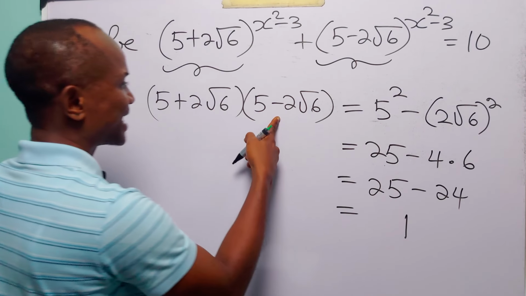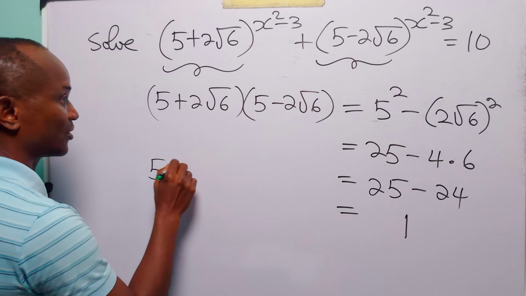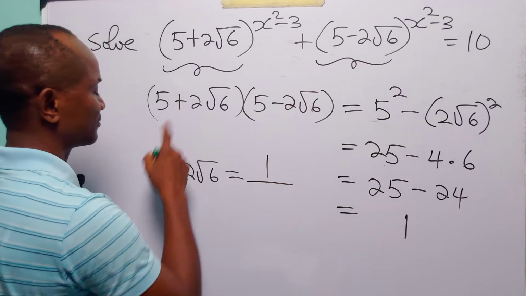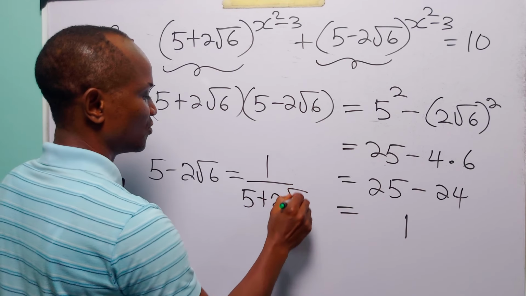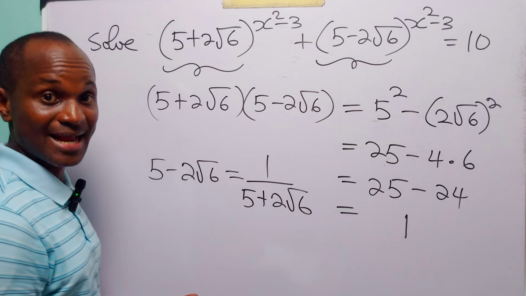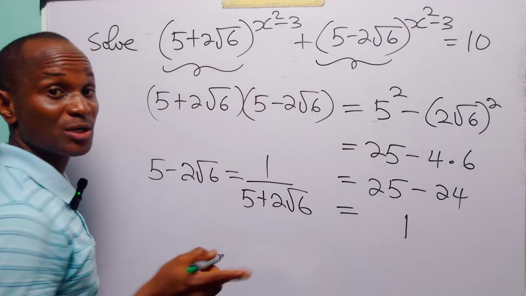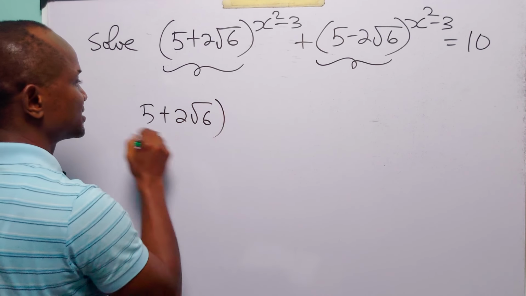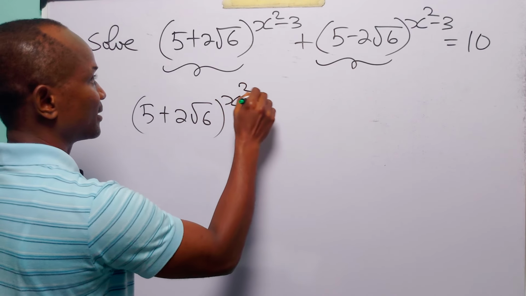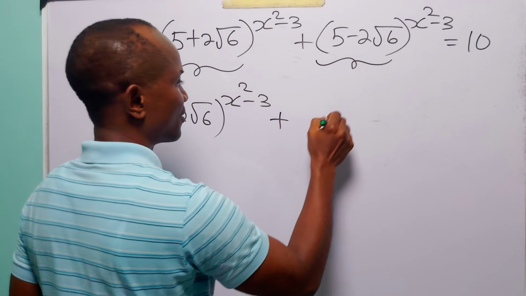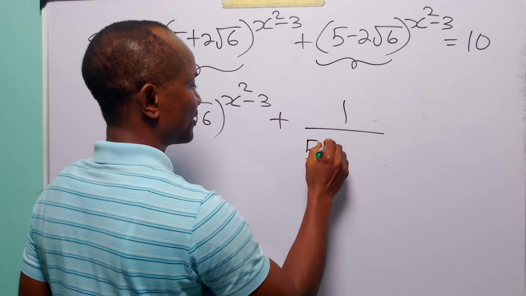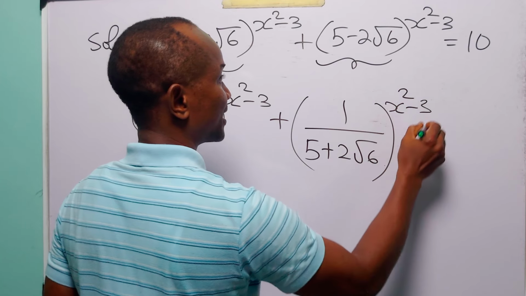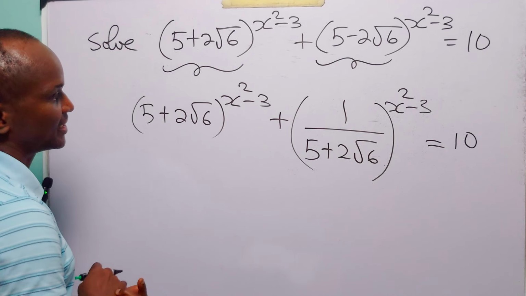And that means that we can write 5 minus 2 root 6 as 1 over 5 plus 2 root 6. And in essence, we can rewrite the original equation as (5 plus 2 root 6) to the power x squared minus 3, plus 1 over (5 plus 2 root 6) to the power x squared minus 3, and of course this is equal to 10.